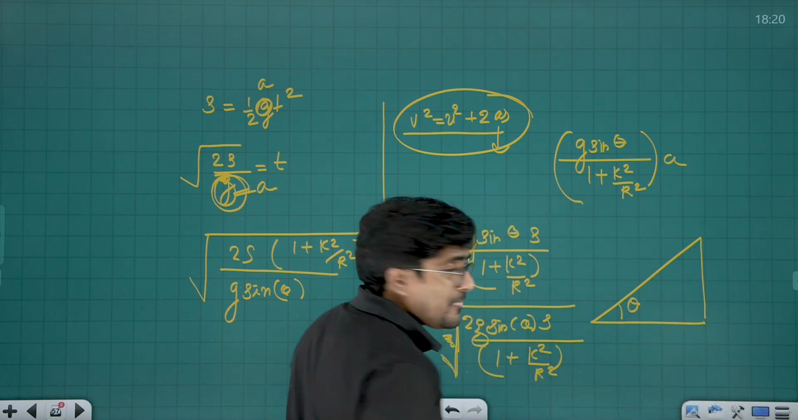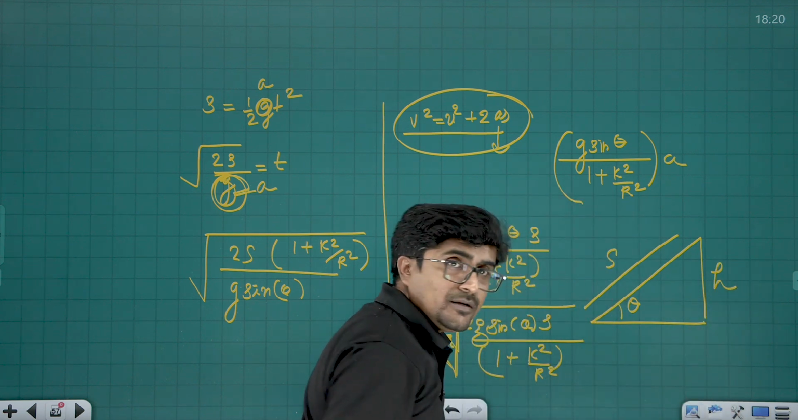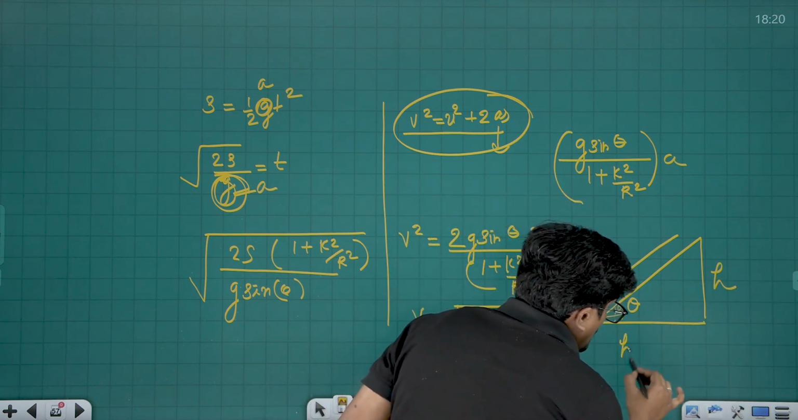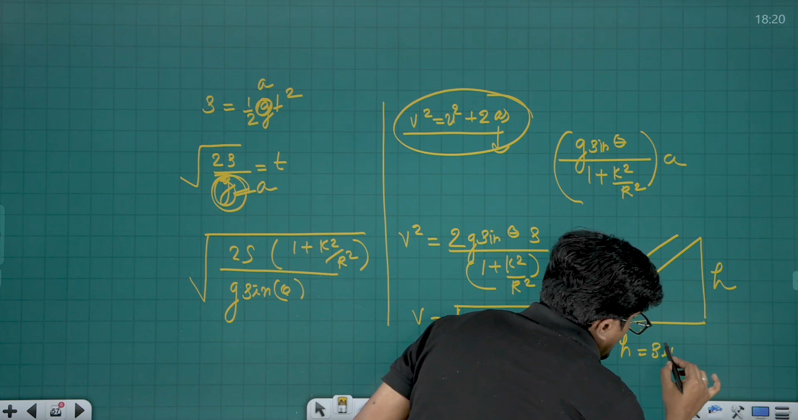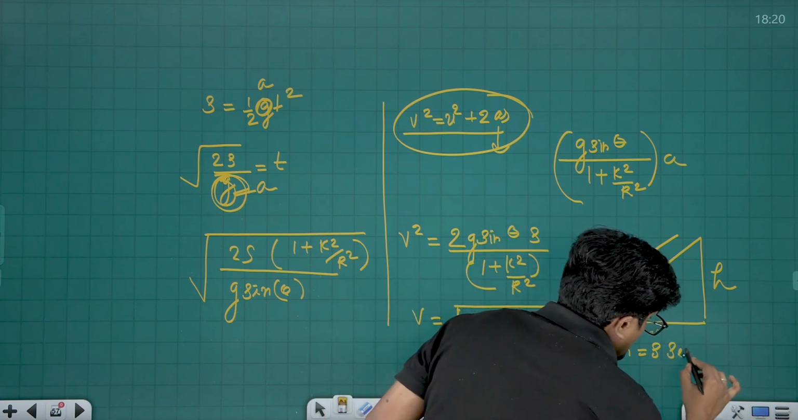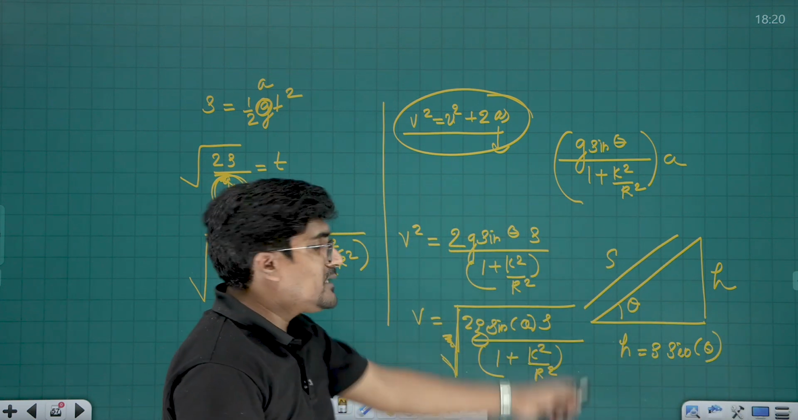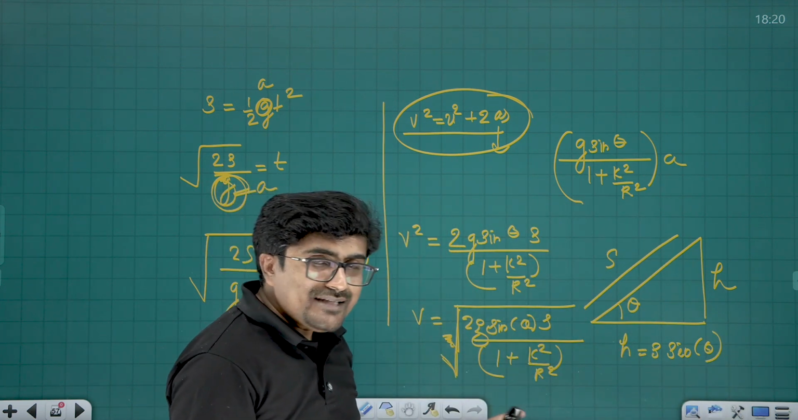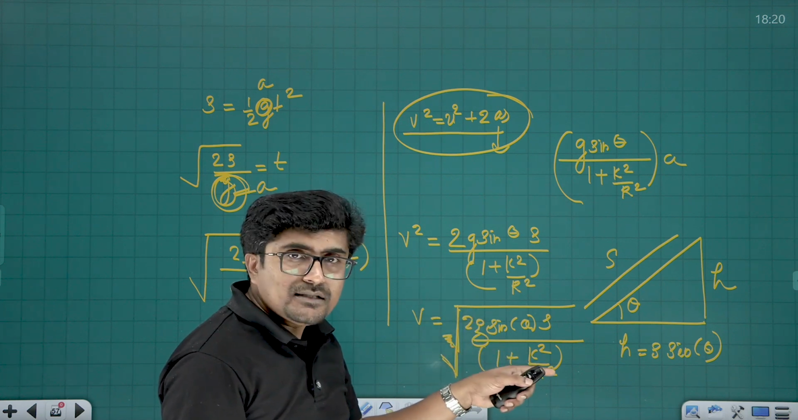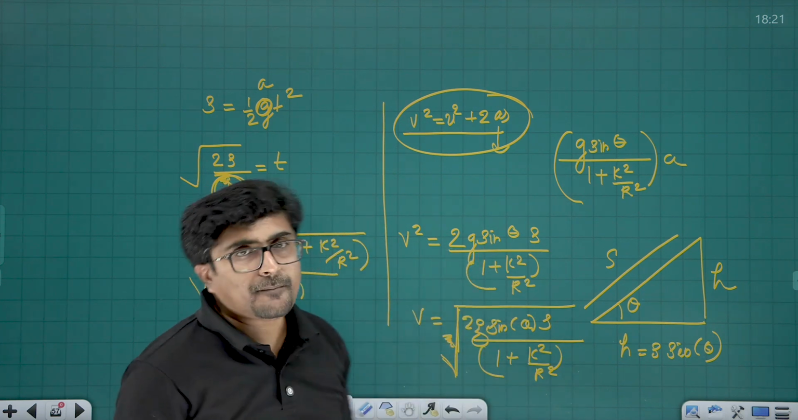This is theta. I took this entire length as s, and here this is h. And you know that h is equal to s times sine of theta. So you can replace s in terms of h as h is equal to s sine theta. Okay, now s can be replaced as h by sine theta.